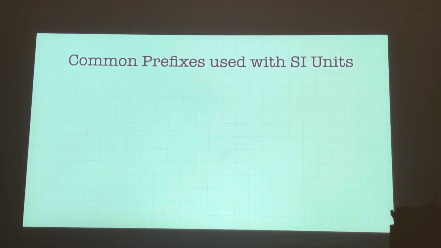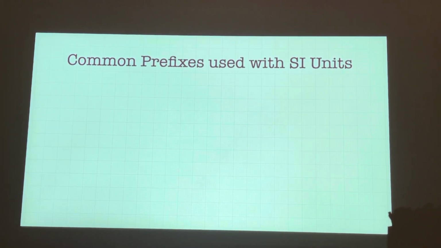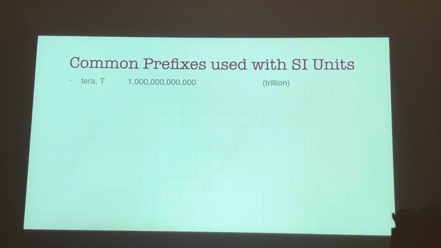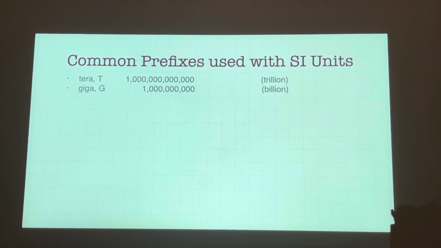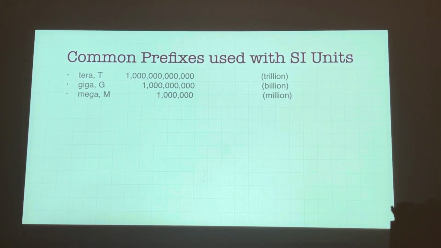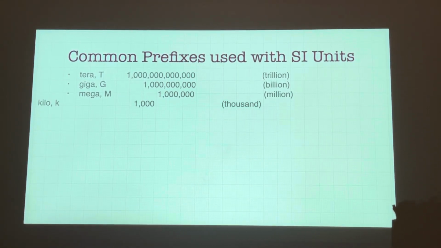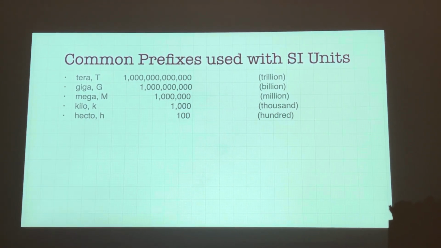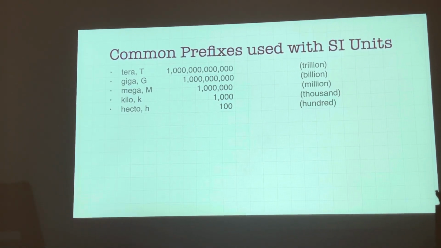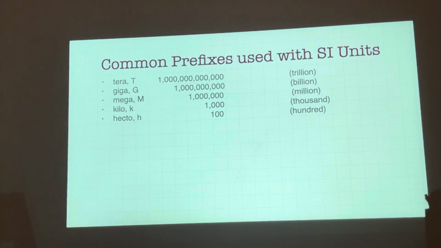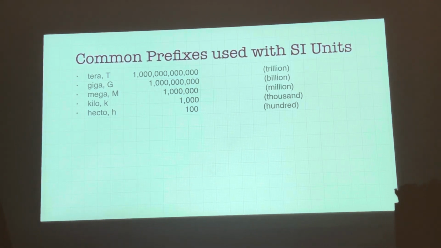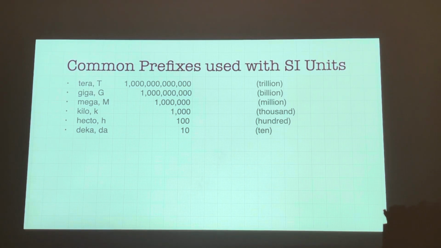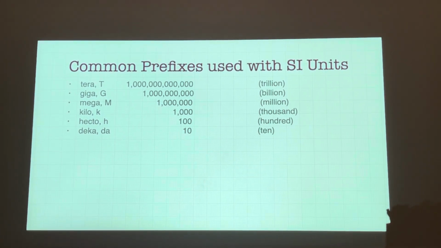Now there's a bunch of common prefixes used with these SI units. There's a trillion, which is a tera. Then there's a billion, which is a giga. Then there's a million, which is mega. Then there's a kilo, which is 1,000. Then there's a hecto, which is 100. And honestly, no one really uses hecto, but if you were talking about 100, you could use hecto. Deca is 10, and again, not really commonly used.